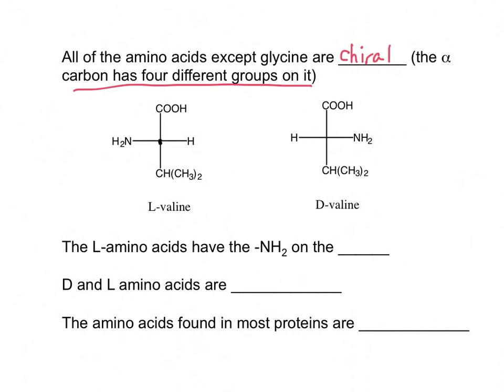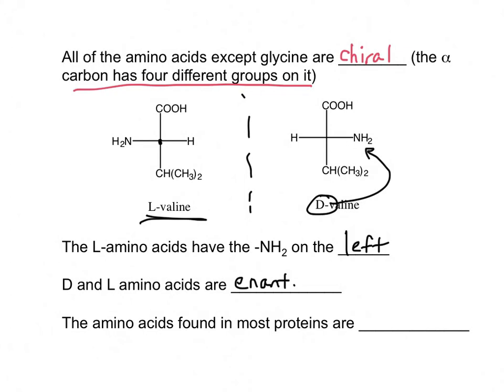This happens to be an L amino acid, the one with the NH2 on the left. So an L amino acid will have the NH2 on the left. A D amino acid has the NH2 on the right. So it does track with the kind of nomenclature we learned for sugars, which is nice. D and L amino acids are enantiomers. You could draw a mirror plane down there.